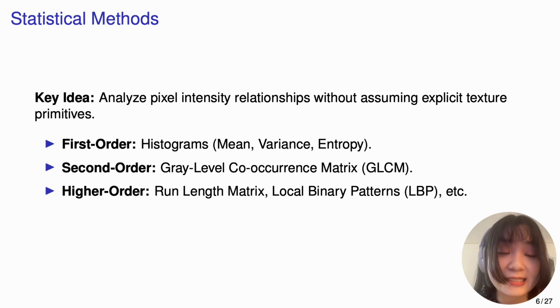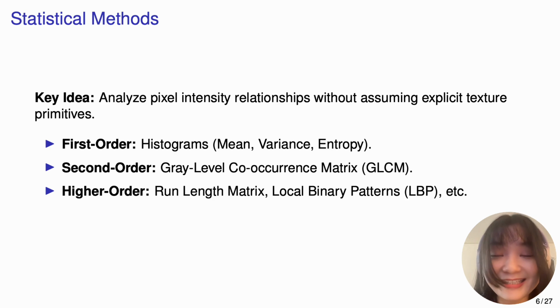First category, the statistical methods. The key idea is to analyze pixel intensity relationships without assuming explicit texture primitives. So it studies the pixels. First order is very simple. It only studies one pixel at a time. For example, we use histograms to count the number of pixels of different intensity, and then we get the mean, variance, and entropy of these histograms as features.